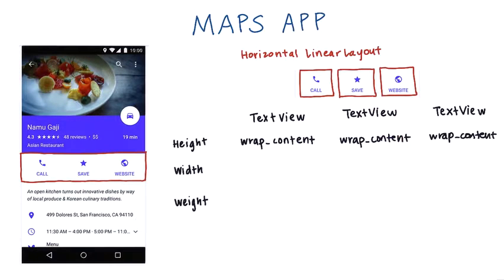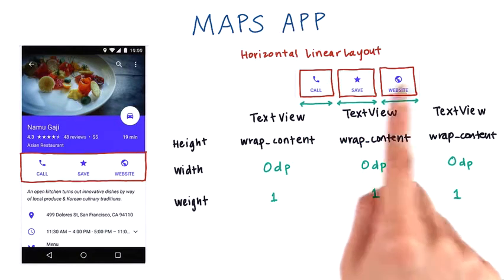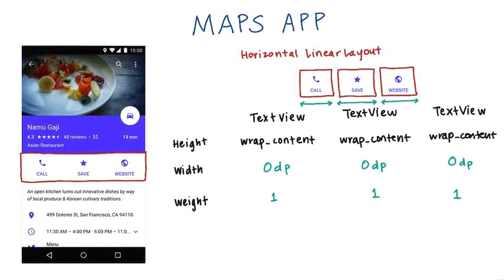So to space children out equally, we give them equal weights. We set a width of 0 and a weight of 1 for each of them. That way the available width in the parent will be spread out equally across the 3 children.